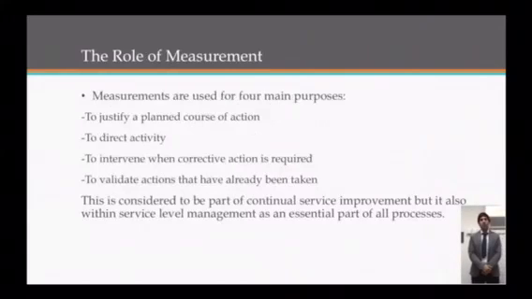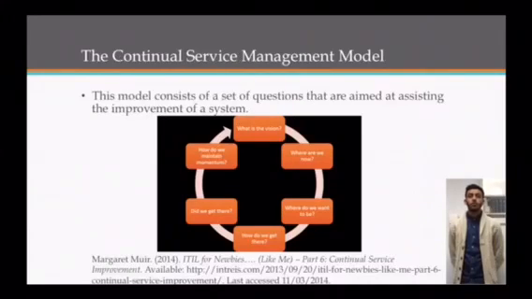Okay. The role of measurement. Measurements are used for 4 main purposes: to justify a planned course of action, to direct activity, to intervene when corrective action is required, and to validate actions that have already been taken. This is considered to be part of continual service improvement, but also within service level management, as an essential part of all purposes.